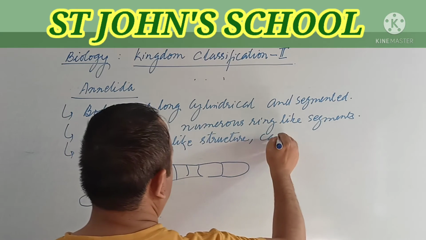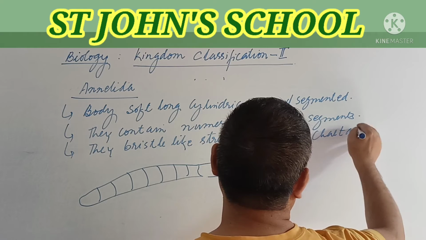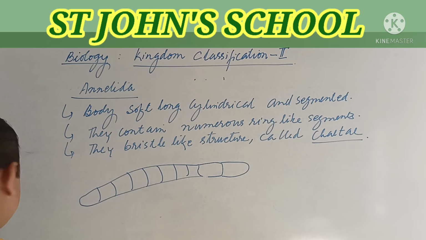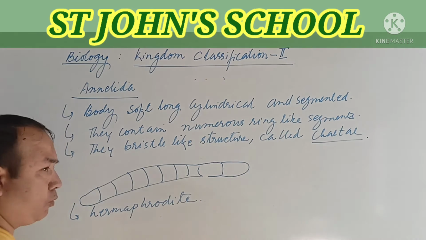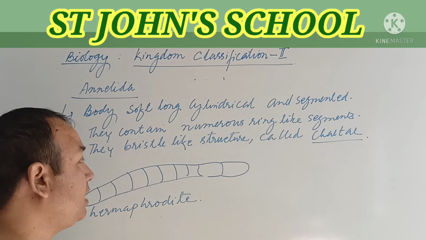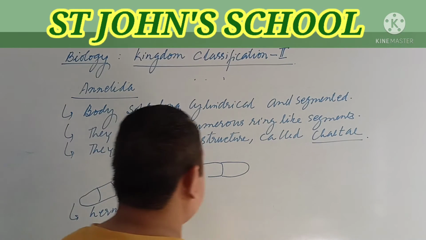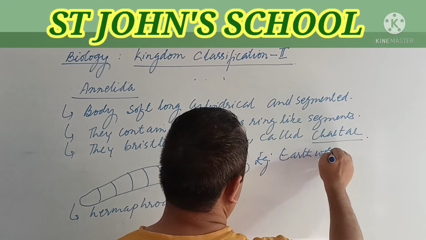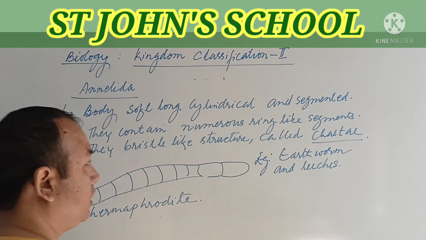Called chitin. So this is the. Then again, the next important thing is that they are hermaphrodite. Hermaphrodite means they possess both male part as well as female part. Male and female are not separate; they are present in the same individual. The best examples, as I told you, are earthworm and leeches. So these two things are there.